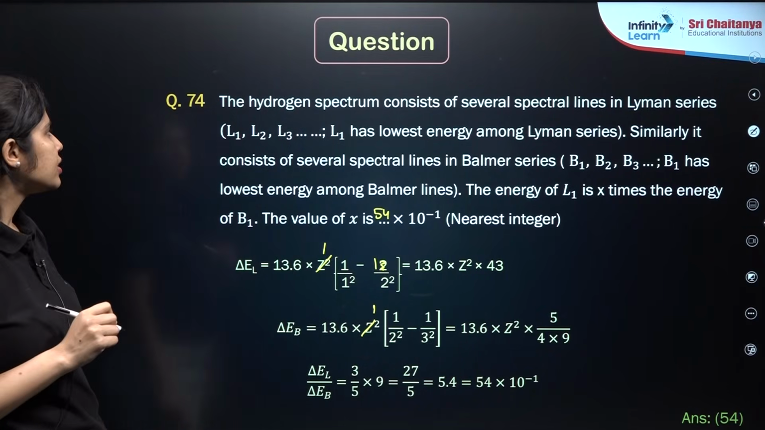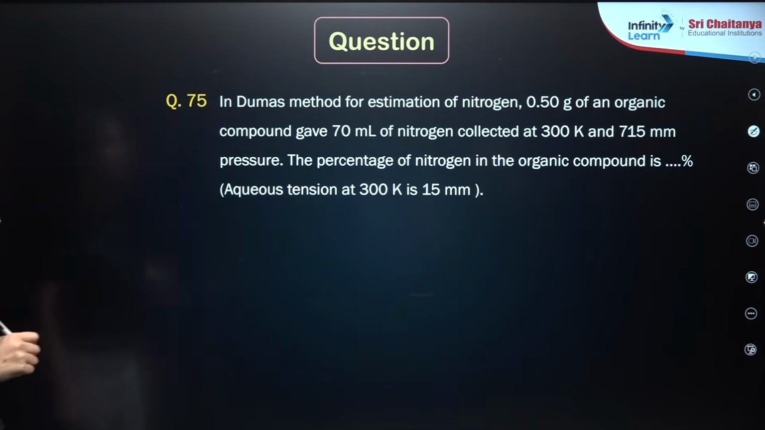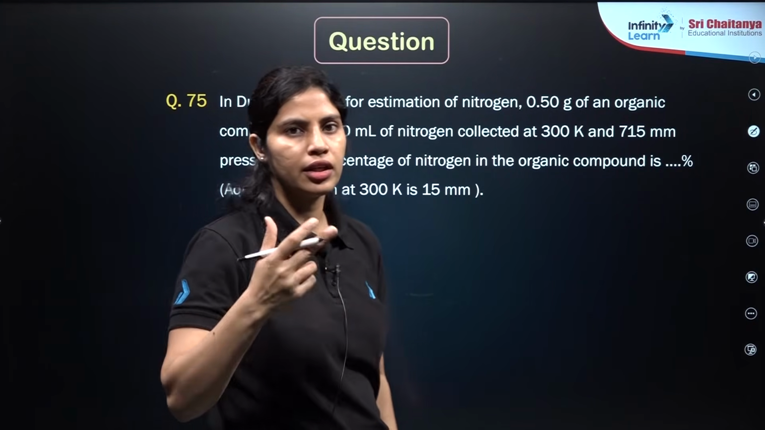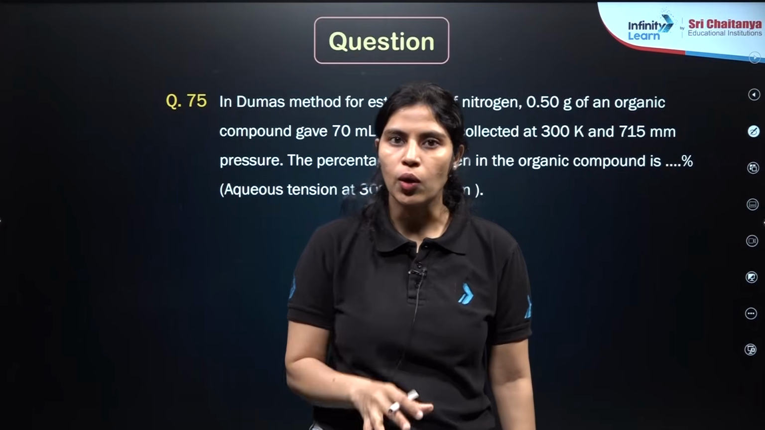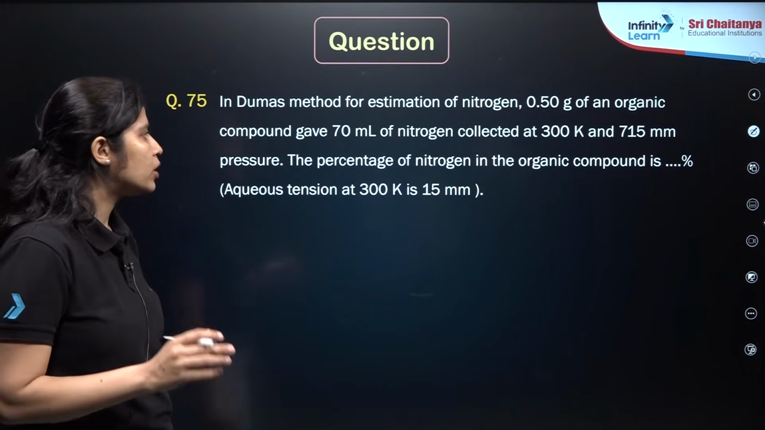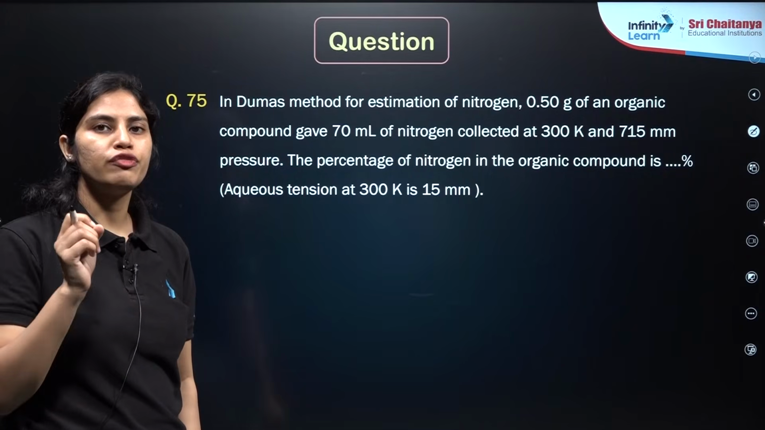Okay, let's look at the last question. The last question is Dumas method. In almost every paper we have Carius, Kjeldahl and Dumas for sure. Every single year it comes, right? So let's look at the Dumas method. What do you have to know? You just have to know the formula.